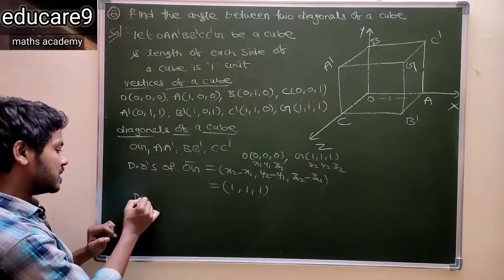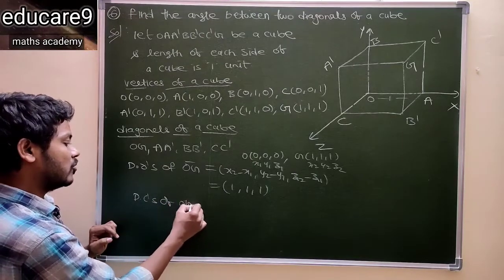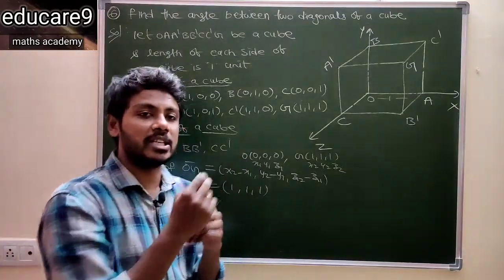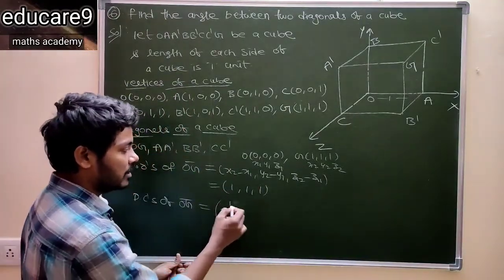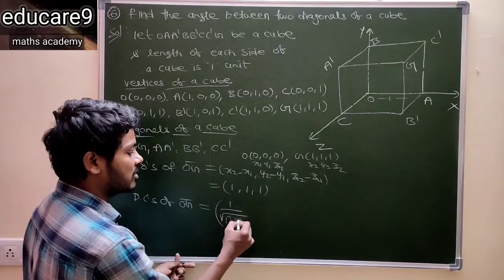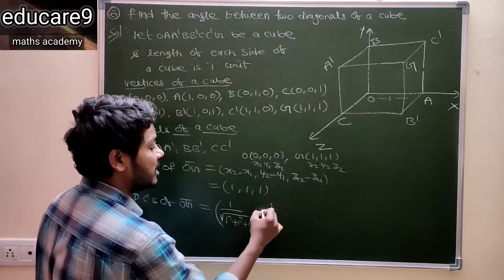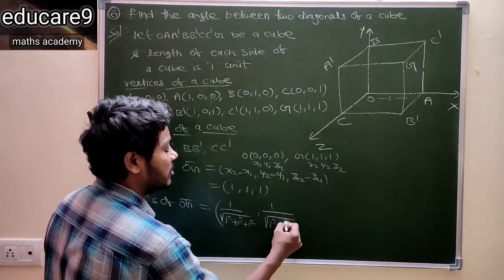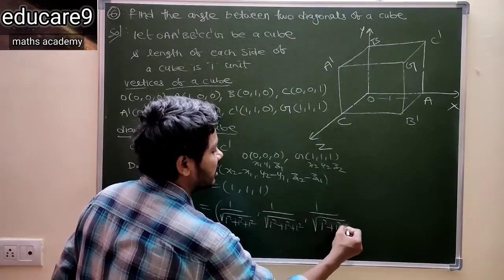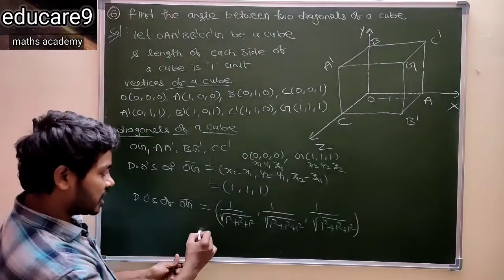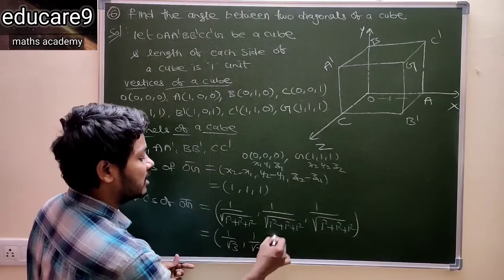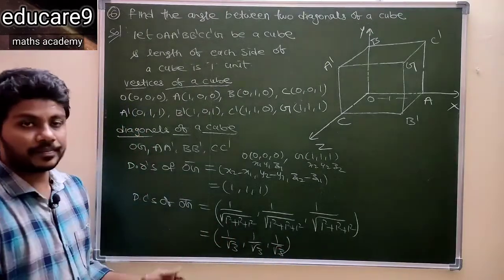Now what are the DCs? DCs of OG is x by square root of x square plus y square plus z square. That is 1 by square root of 1 square plus 1 square plus 1 square. Similarly 1 by square root of 1 square plus 1 square plus 1 square, and 1 by square root of 1 square plus 1 square plus 1 square. So what are the DCs? 1 by root 3, 1 by root 3, 1 by root 3.